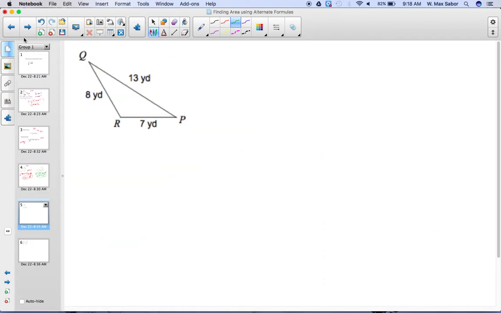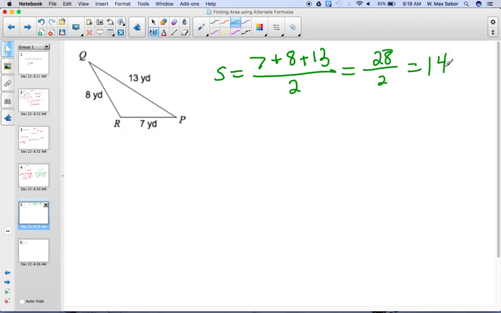Now if we have side side side, we're going to have to first find the semiperimeter. The semiperimeter is we add all of them up and we divide by 2. We do not divide by 3. We're dividing by 2 to find the semiperimeter. Semi just means half, and perimeter means add them all up. And so the semiperimeter is 28 over 2, or 14.